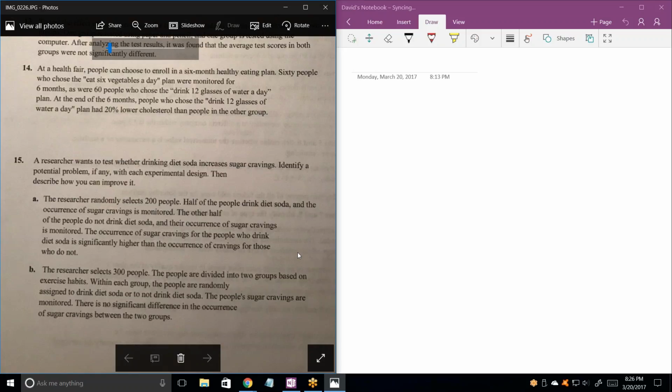diet soda are not getting their sugar fix. Right. Whereas the people that are drinking regular soda are getting it. So I would still expect the sugar cravings to be greater for the people that are drinking diet soda, but their answer is there's no significant difference.